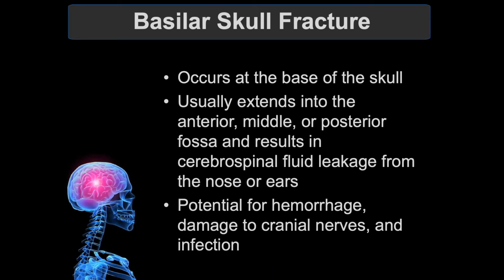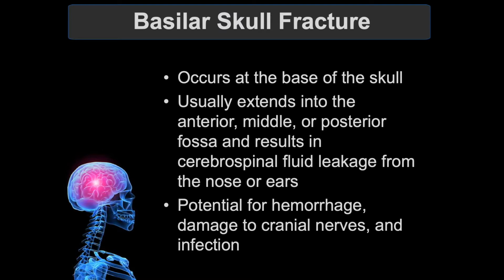A basilar skull fracture, as the name implies, occurs at the base of the skull. It usually extends into the anterior, middle, or posterior fossa and results in cerebrospinal fluid leakage from the nose or the ears. There is a potential for hemorrhage, damage to cranial nerves 1, 2, 4, and 7 especially, and a risk for infection.